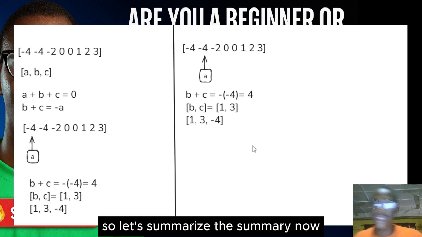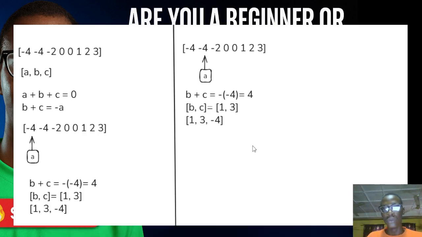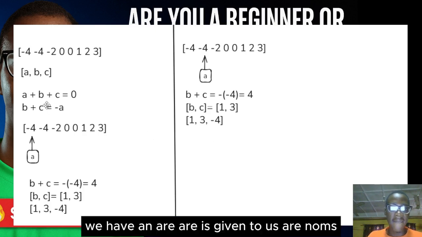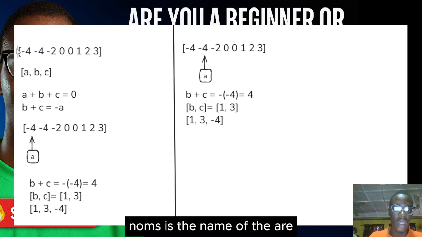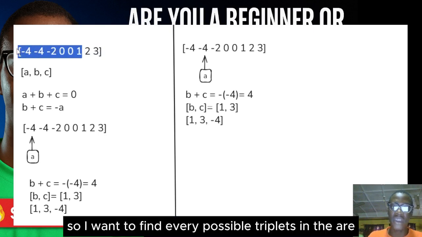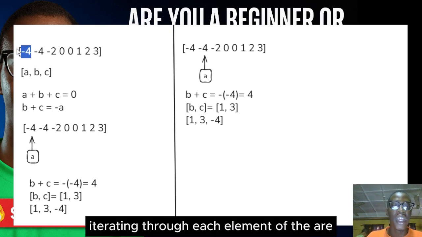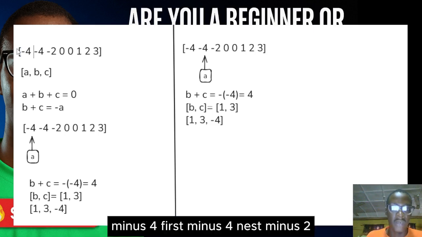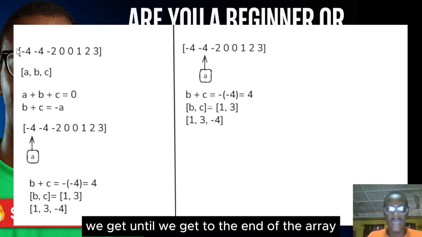So let's summarize the logic now. We have an array given to us. Array nums is the name of the array. I want to find every possible triplet in the array, and what we are going to do is iterate through each element of the array: -4 first, -4 next, -2 next, 0 next, until we get to the end of the array.